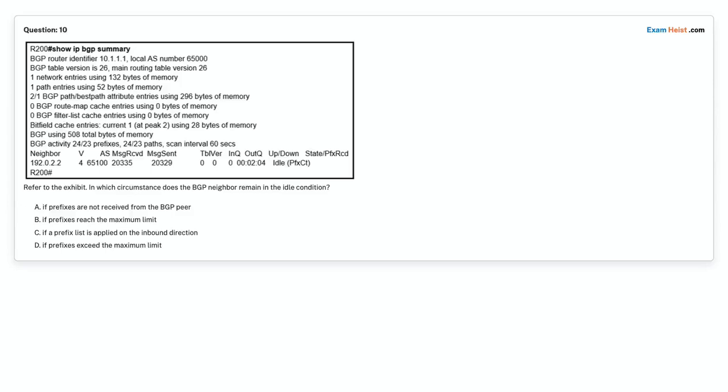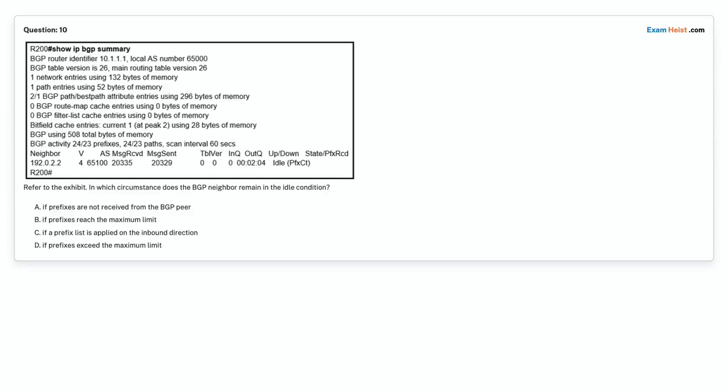Question 10. Refer to the exhibit. In which circumstance does the BGP neighbor remain in the idle condition? Option A. If prefixes are not received from the BGP peer. Option B. If prefixes reach the maximum limit. Option C. If a prefix list is applied on the inbound direction. Option D. If prefixes exceed the maximum limit.